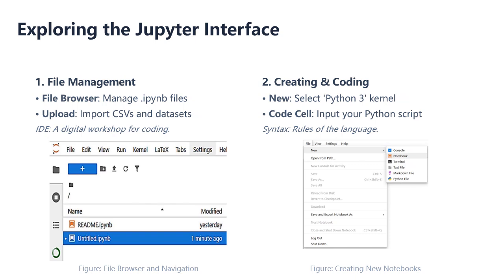When you're ready to start a new project, you click New and select the Python 3 kernel. Think of the kernel as the engine that interprets and runs your code in the background. As shown in this second figure, once the notebook opens, you see a code cell.